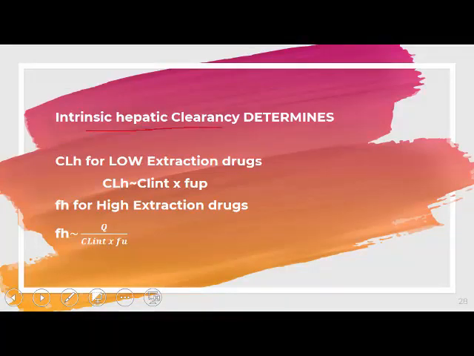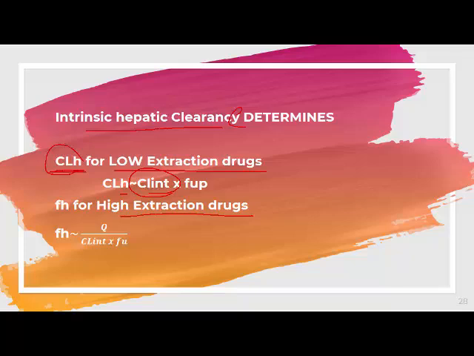Intrinsic hepatic clearance determines the hepatic clearance for low extraction drugs, because it is one of the main determinants of clearance for a low extraction drug. For high extraction drugs it's not a determinant of clearance, but it is a determinant of FH, isn't it? So it's going to determine bioavailability for a high extraction drug, but for a low extraction drug, it's going to determine clearance. So that's interesting, isn't it?